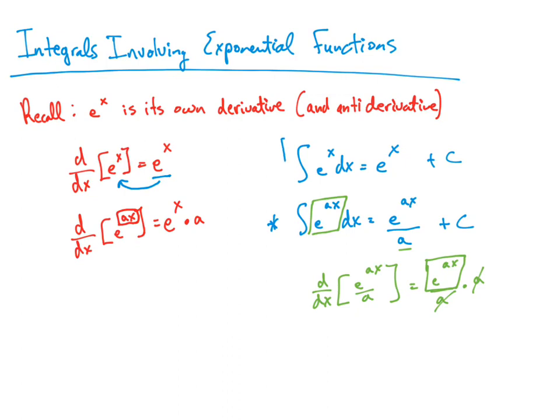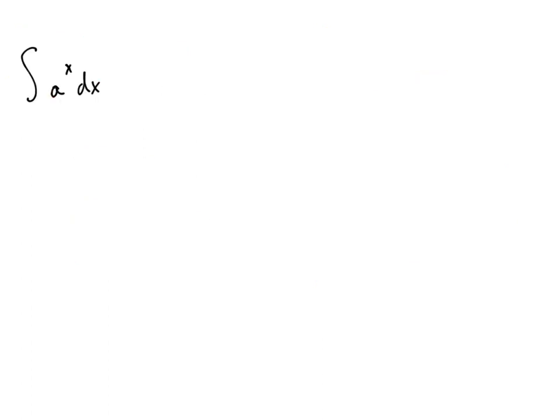All right, so these are the two general rules for an exponential function that has a base of e. Now let's look at what the rule is when we have an exponential constant where we have some other base besides e. So if we have the integral of a to the x dx, where a is a constant, this is going to be a to the x divided by ln of a plus c.